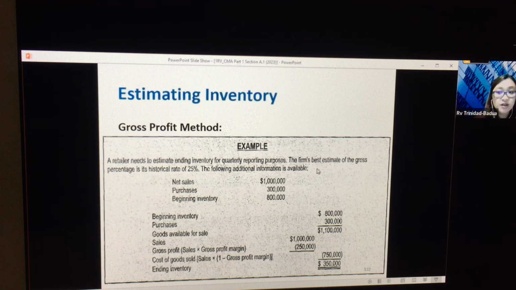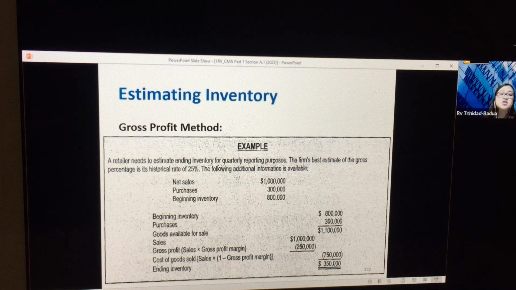Based on best estimate of gross percentage, yung historical rate mo ay 25%. So this is based on net sales. 1 million multiplied by your 25%, which is your historical rate, 250. So your cost of goods sold would now stand at 750. Ending inventory mo ay 350.